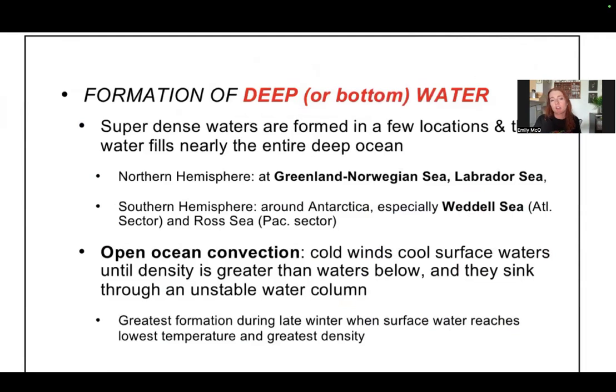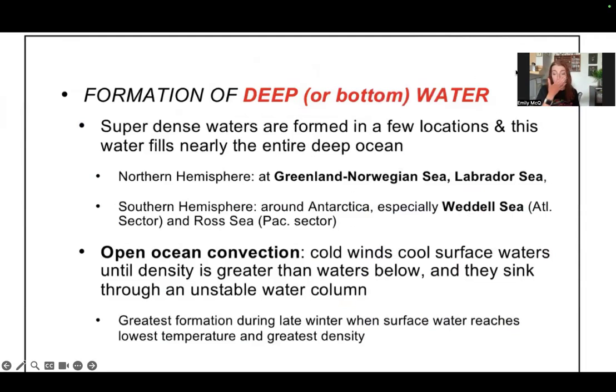The formation of deep water is part of the conveyor belt. This is where super dense waters are formed in a few locations, and this water fills nearly the entire deep ocean. Most deep water is cold and dense. In fact, all deep water is cold and dense. It has to rise to become warm. Open ocean convection is when cold winds cool the surface waters until density is greater and they sink. So winds will cool it, the melting of ice will cool it. And this happens in the Greenland Norwegian Sea and the Labrador Sea.